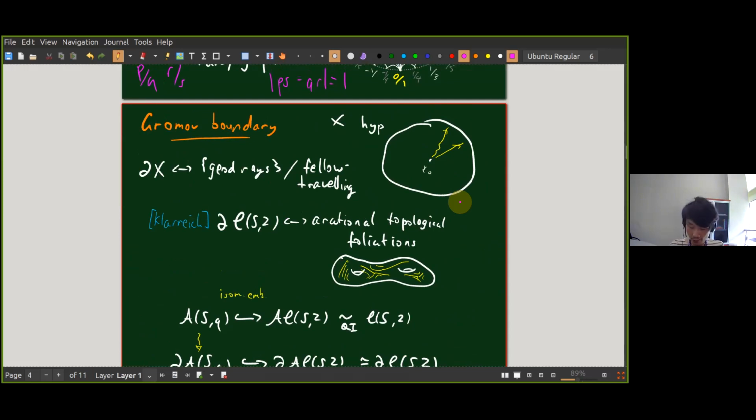Okay, so the Gromov boundary, just quickly, is you can identify it with the set of geodesic rays starting from some base point up to some fellow traveling equivalence relation. So if two rays travel together forever, then they're going to be considered equivalent. Okay, so there's an old result of Klarreich, which identifies the Gromov boundary of the curve graph with something called the space of irrational topological foliations.